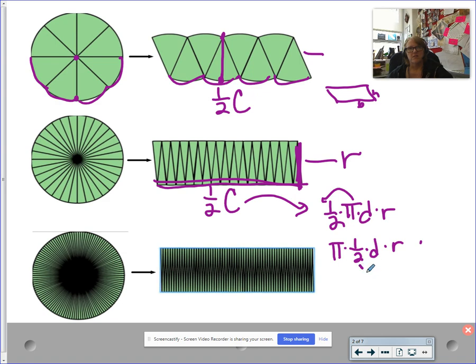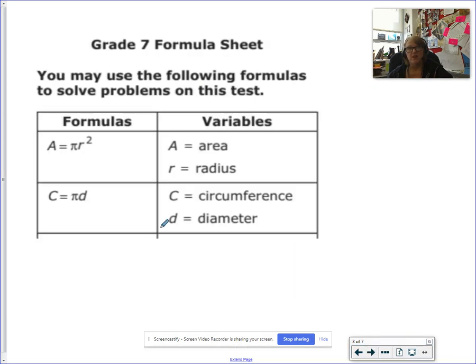Now let's think about this. What's half of a diameter? Diameter is all the way across. So what would half of it be? That's a radius. So really, this is where this formula, pi r squared, comes from. You saw it on your formula sheet. Pi times radius squared, which means pi times radius times radius.